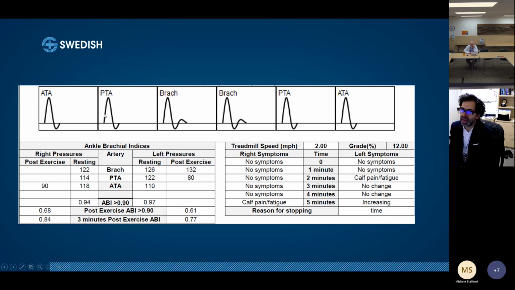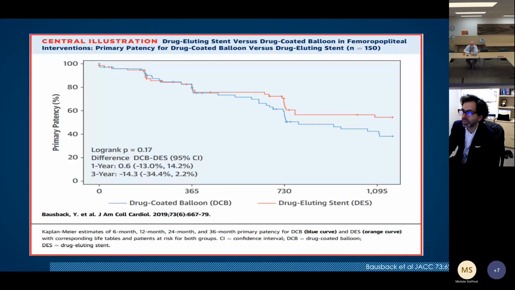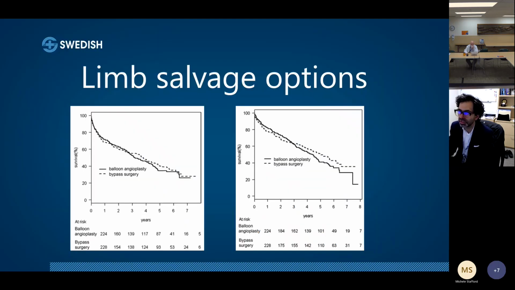If you look at it without the exercise ABI, you may miss a stenosis that potentially could be treated to improve somebody's quality of life. In terms of interventions, just a reminder that our interventions are not perfect. At 2 years, we're looking at about 60% primary patency, or patency that didn't require some other repeat intervention, ballooning or angioplasty. And these are for drug-coated balloons or drug-eluting stents.